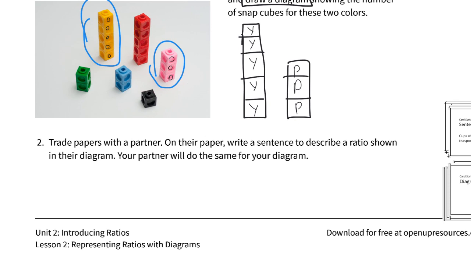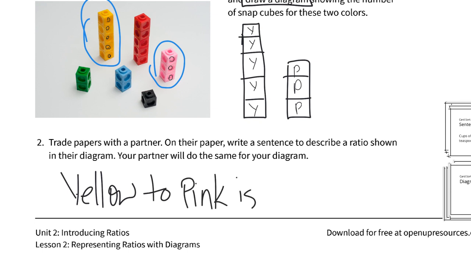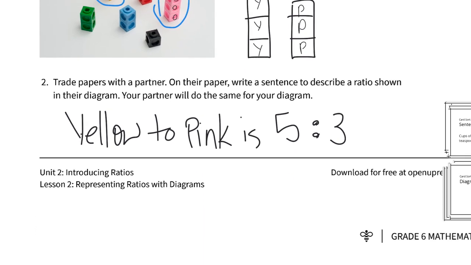So what might a student say for my drawing? Well, a student might say that the ratio of yellow to pink is 5:3. All right, so that's something. That's an example of what students might write.